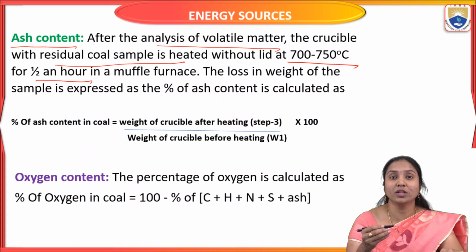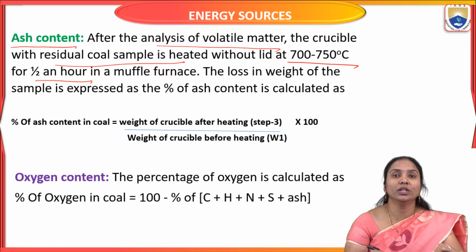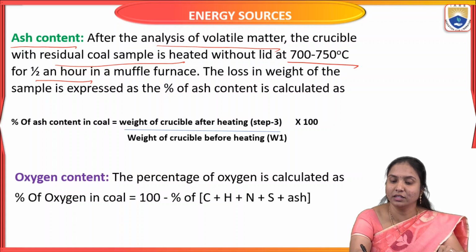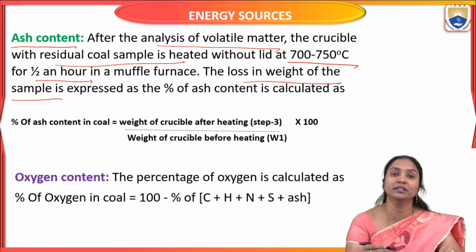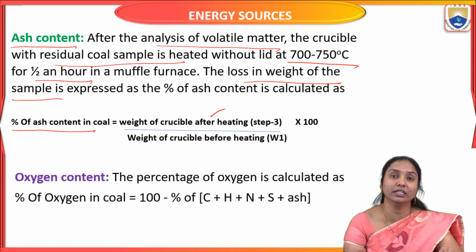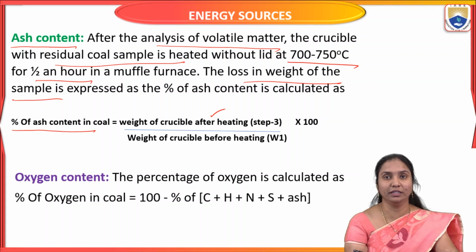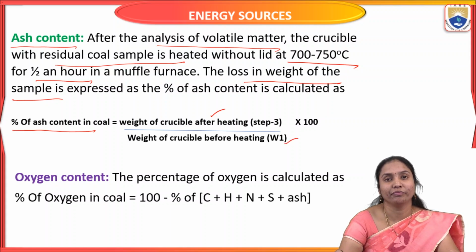So the residual coal sample taken in the crucible is heated in the muffle furnace. The temperature range maintained is 700 to 750 degrees centigrade and the time duration is half an hour. In this case, what do we observe? Weight loss of the coal sample. The loss in weight is expressed as the percentage of ash content present in the coal sample. So what is the formula we use for determination of ash? The percentage of ash present in coal is equal to the weight of crucible after heating, till loss in weight of coal sample, divided by the weight of crucible before heating, into 100.